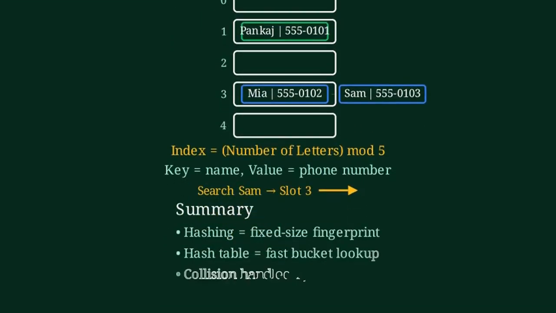Summary. Hashing creates a fast fingerprint. Hash tables use the fingerprint to jump directly to the correct bucket, and collisions are handled with chaining, like we saw with Nia and Sam.